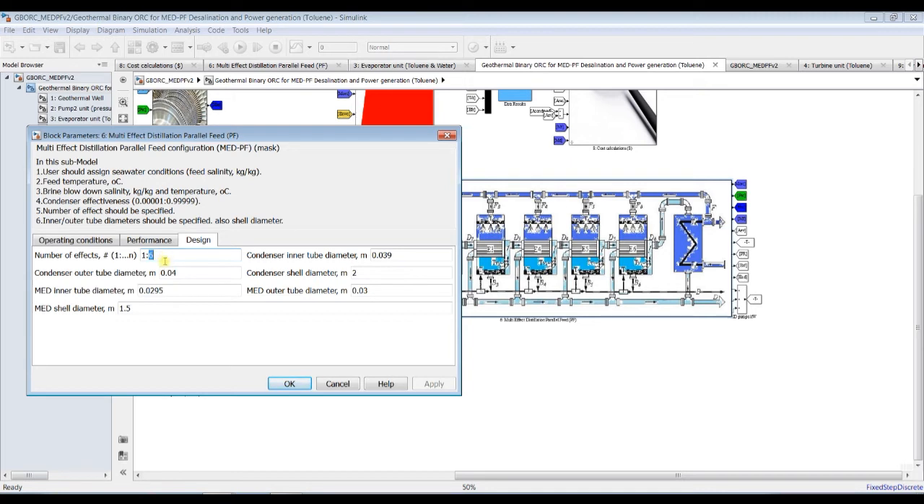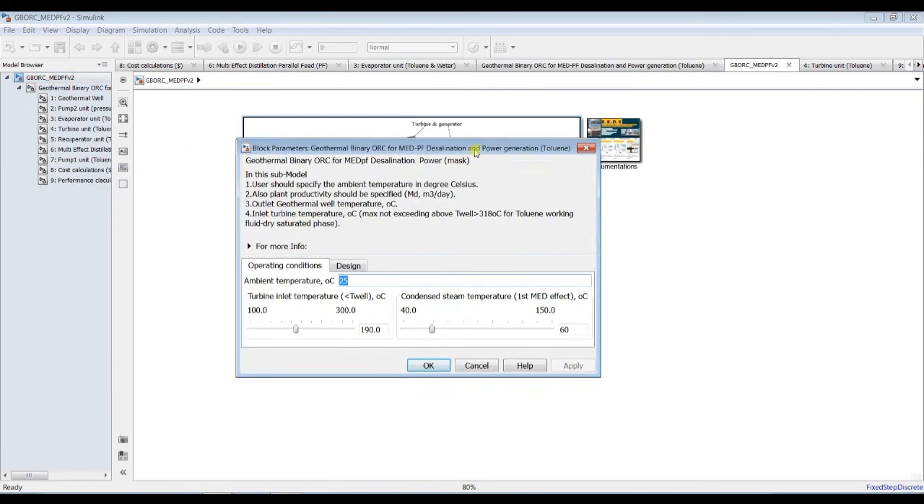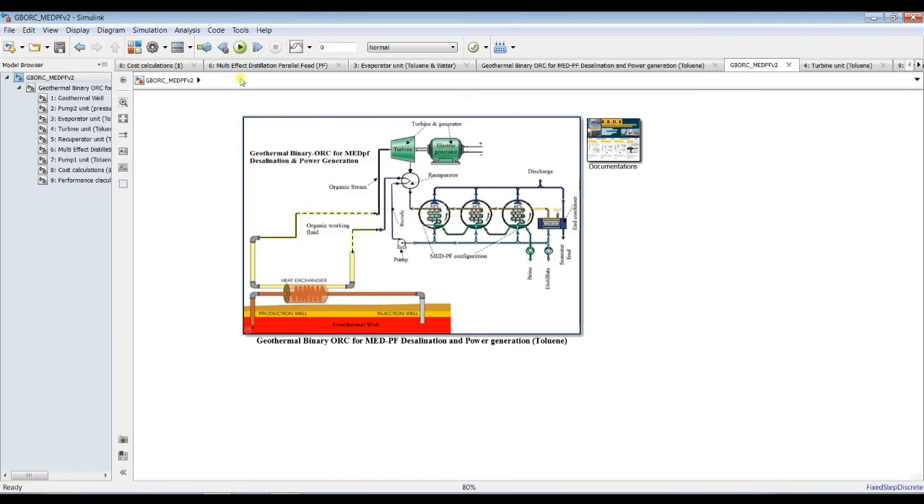Okay, let's go for, suppose, 6 effects. That's quite normal, usually 6 effects are used. Okay, suppose we need 2,000 up to 10,000. Let's go and hit run and set our time for infinity. Okay, let's hit run and see the effect on, for example, the geothermal well or turbine pressure. Let's go and see.